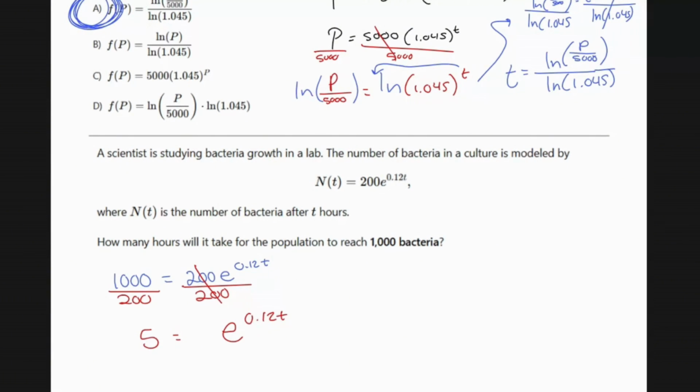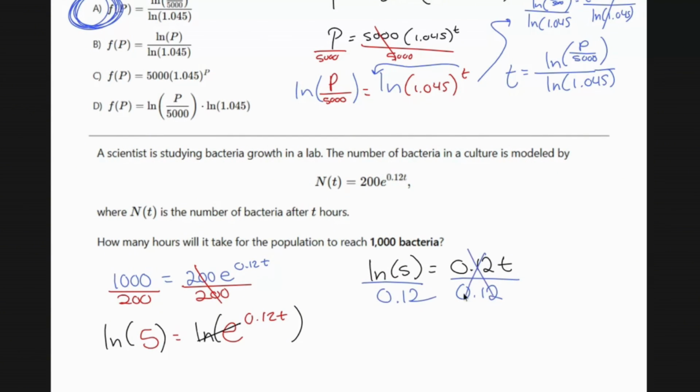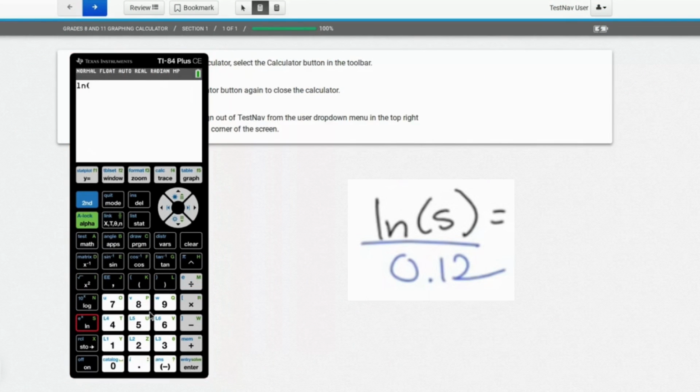Now, in order to bring that t down, I have to ln both sides. That allows me to cross you out. And so I have ln of 5 equals 0.12t. To finish this out, we'll divide both sides by 0.12. And so now what I need to do is run to my calculator, find out what ln of 5 is, and then divide that by 0.12. So let's do that. Okay, ln of 5 equals that. Divide that by 0.12.